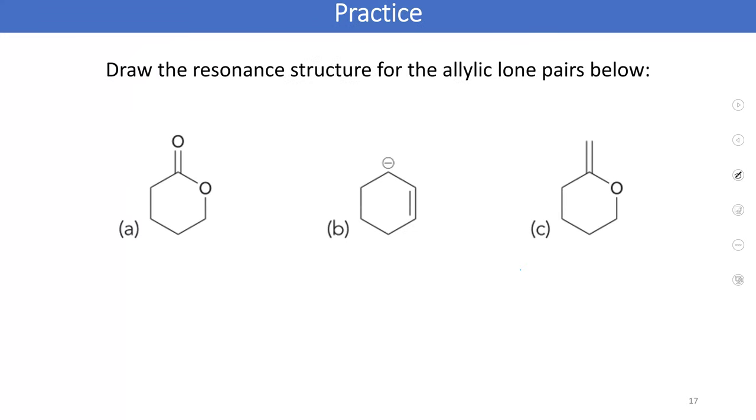All right, so here's more practice without the arrows. Let me give you a few minutes. You draw the arrows and lone pairs and try and come up with a resonance structure for each of these.